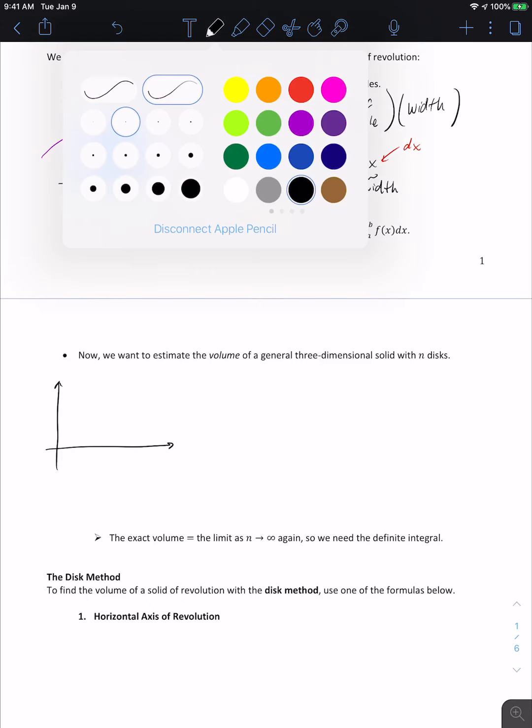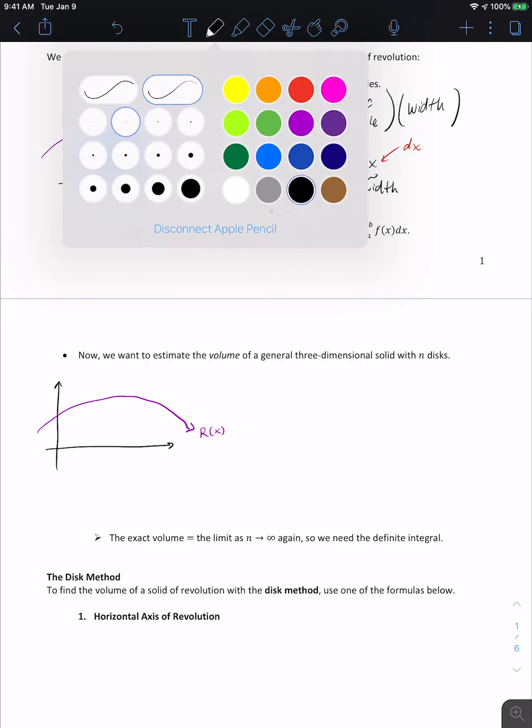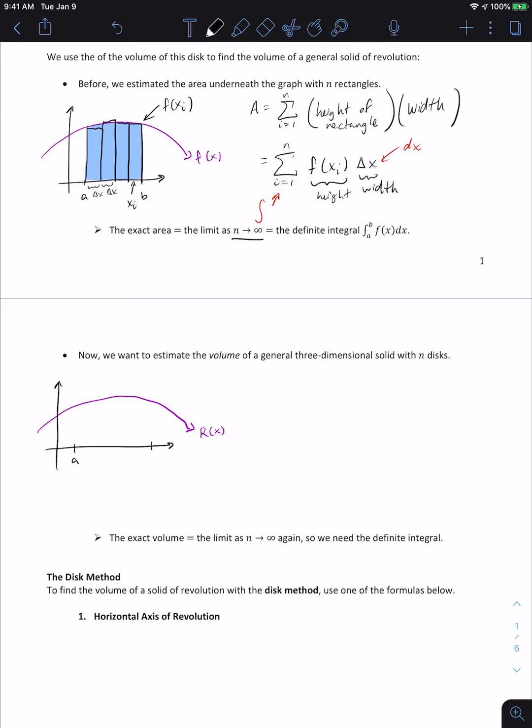So say this is our function here. I'm going to call it r of x, and you'll see why in a second. Here's our graph from A to B. And we want to revolve this area from A to B that's underneath the graph around, say, the x-axis. So let's revolve it around the x-axis here.